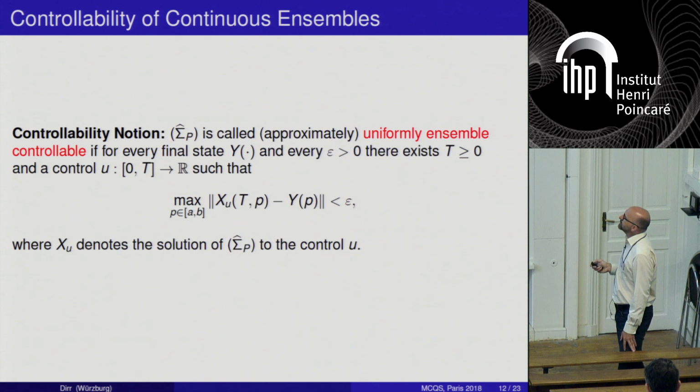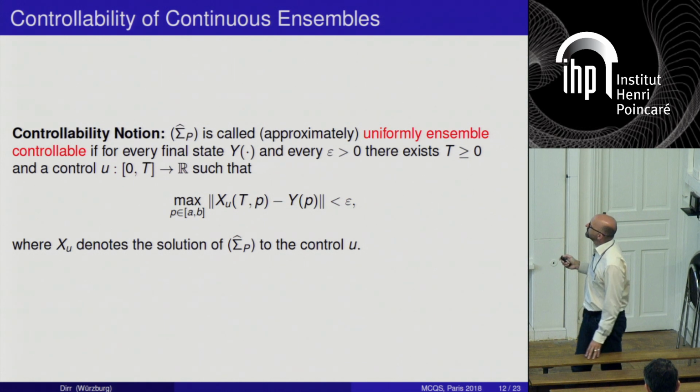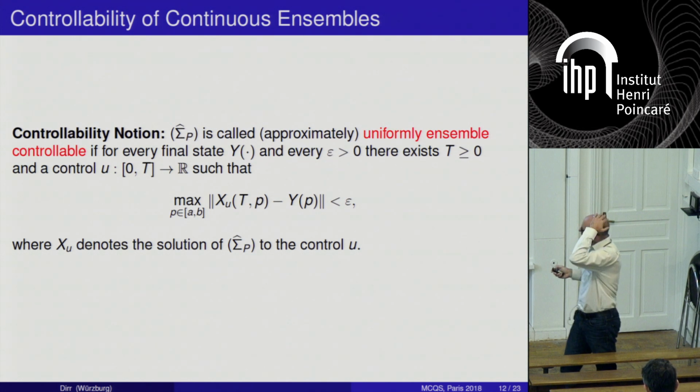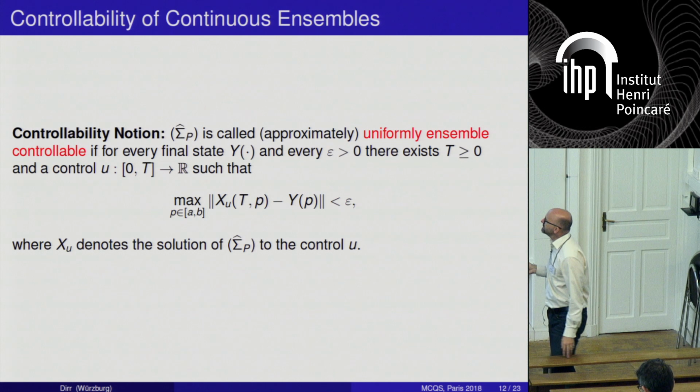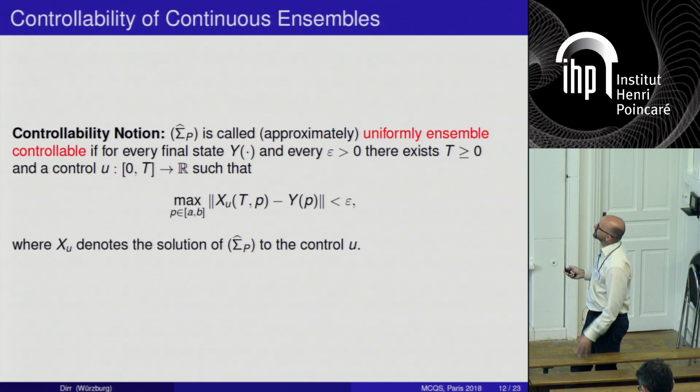So you call a system uniformly ensemble controllable, sometimes emphasizing that you're talking about approximate uniform ensemble controllability, whenever, given a final state and an epsilon, you can find a capital T and a control on the interval from 0 to capital T, which steers the initial state, which in the lifted case is always the identity, epsilon close to your final state. And the norm here is the infinity norm, the maximum norm, because you're working with continuous functions and you want to guarantee that the space is complete under this norm.